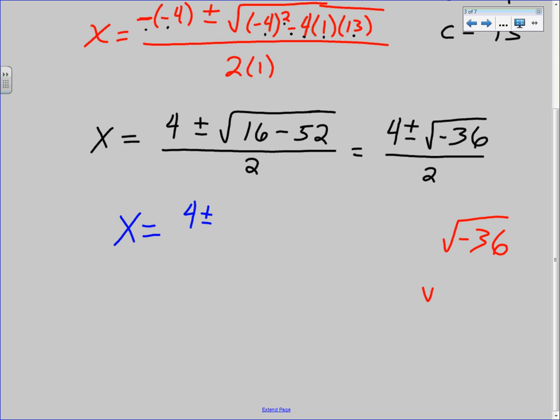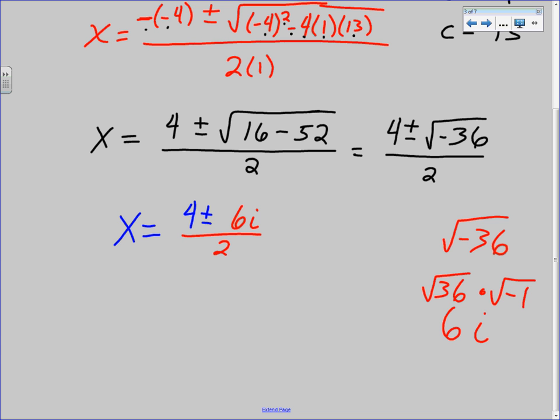Okay, so now we're going to have the square root of 36 times the square root of -1. What's the square root of 36? You got it. And what's the square root of -1? i. So there we go. We're going to take that 6i and put it there. Divide everything by 2.